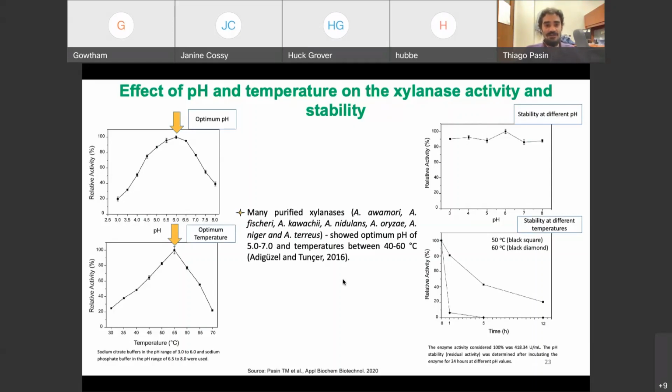These results are in accordance with many purified xylanases from the literature, where we can find xylanases with optimum pH around 5 and 7 and temperatures between 40 and 60 degrees.